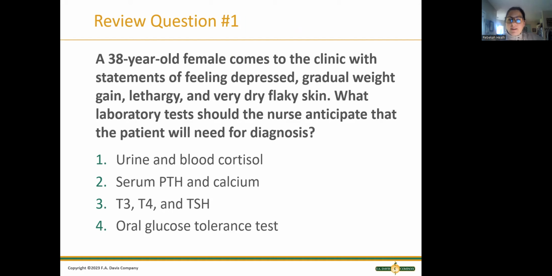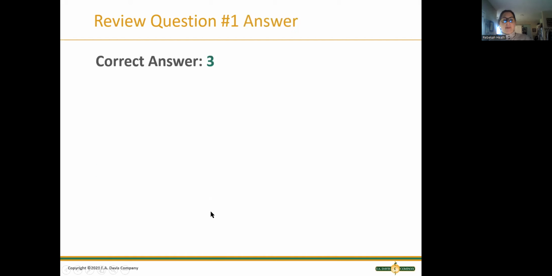And she has very dry and flaky skin. What laboratory test do we anticipate the patient needs for possible diagnosis? So think through some of these issues they're having and what hormones we've just talked about. And it would be number 3: T3, T4, and TSH. We're thinking about thyroid hormone.